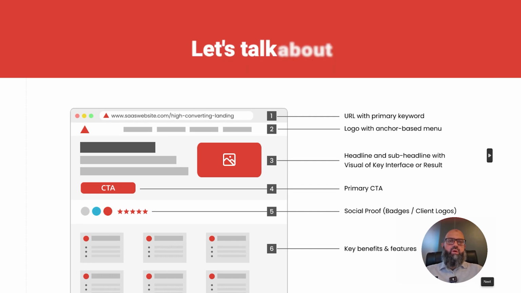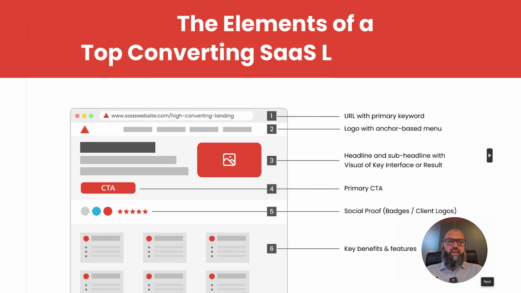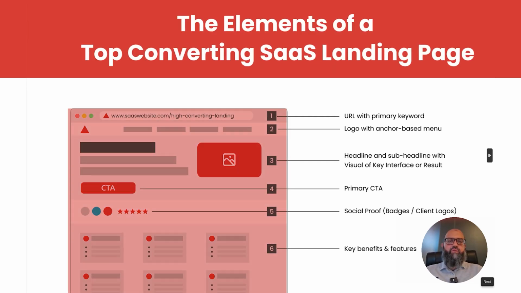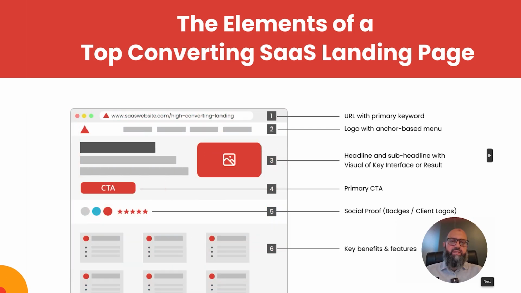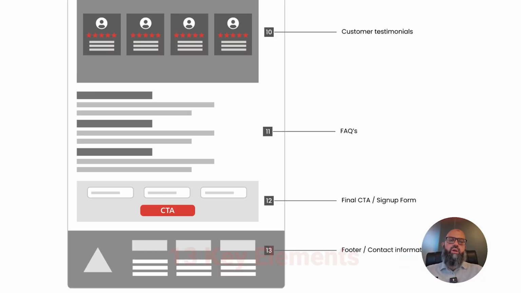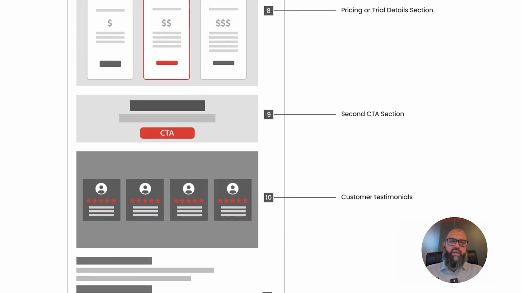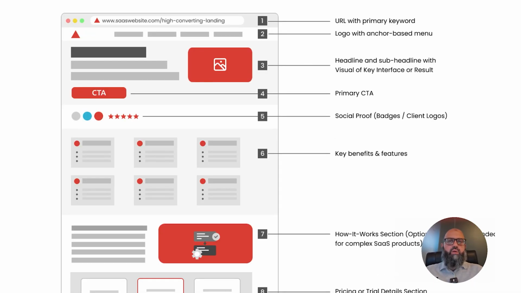Hey everyone, let's talk about the elements of a top converting SaaS landing page. So we've designed this detailed infographic which shows what a high converting SaaS landing page should contain. So let's get started. There are a total of 13 key elements or sections that a high converting SaaS landing page should contain. Let's start off from above the fold.